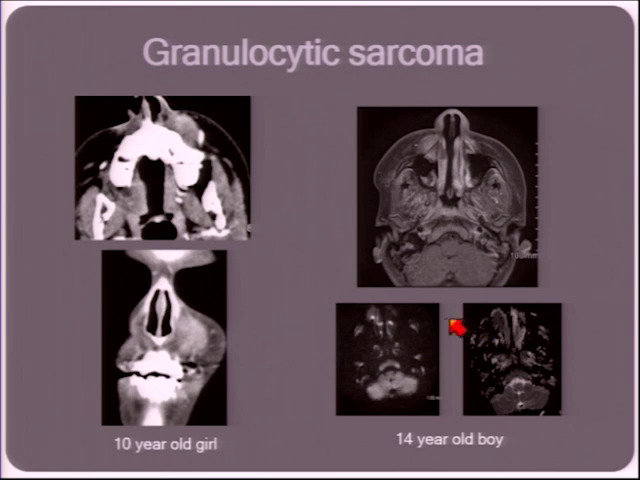Here's a 10-year-old girl. She was diagnosed with AML 2.5 years before this image, and she presented with a palpable mass in her nasolabial fold, and you can see this premaxillary soft tissue mass. Here's a 14-year-old boy. He was diagnosed with AML at age 4, had 3 years of chemotherapy, was doing well off therapy when he presented with this palpable mass in his cheek. This turned out to be a recurrence of his AML in the form of a granulocytic sarcoma.